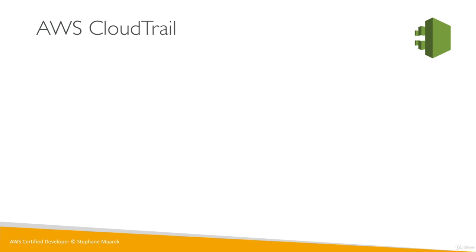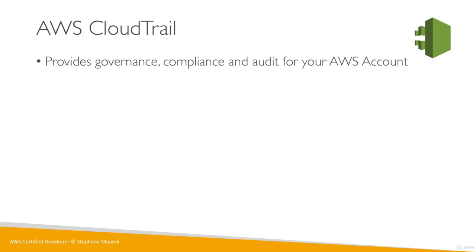Okay, so finally for monitoring and audit, we will look at CloudTrail. Now, CloudTrail is one of the simplest services in AWS, but yet one of the most useful. It provides you governance, compliance, and audit for your AWS accounts. So what does that mean?